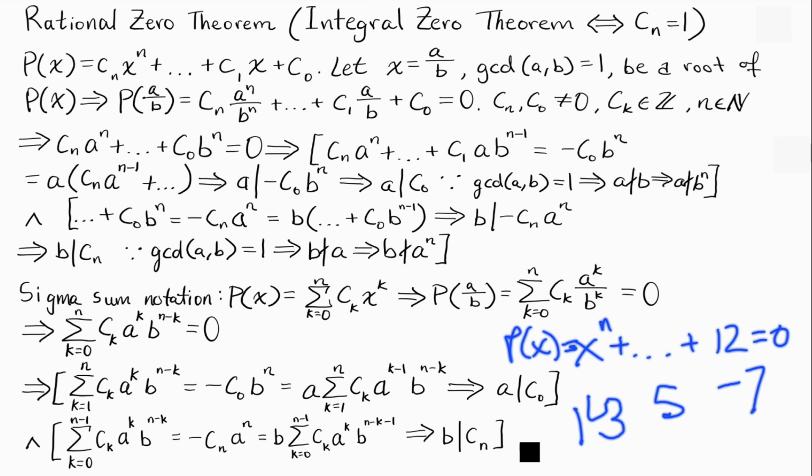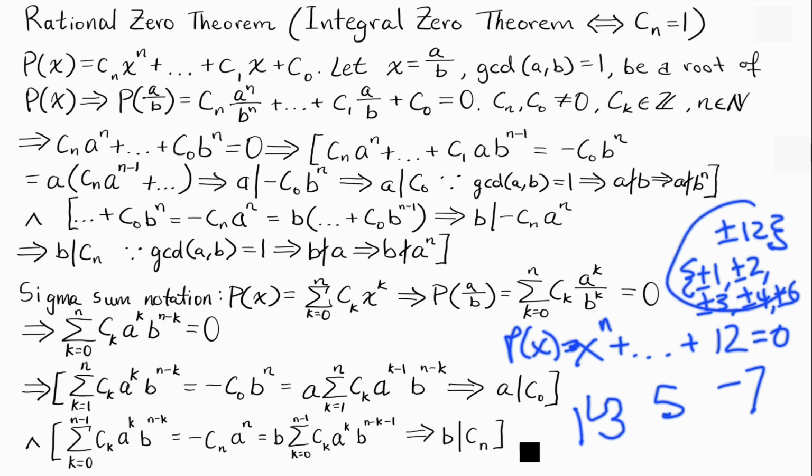Now, if it does have a root, then the roots must exist in this set. So we have the set of plus or minus 1, plus or minus 2, plus or minus 3, plus or minus 4, plus or minus 6, and of course, plus or minus 12. So if it does have a root, then it has to be one of these guys. But depending on what the polynomial is, none of these could actually be the roots of this. Maybe this p of x doesn't have any roots. What I'm just trying to say is that if it does have a root, then it has to belong in here, okay? But it doesn't mean that all of these are guaranteed to be roots.